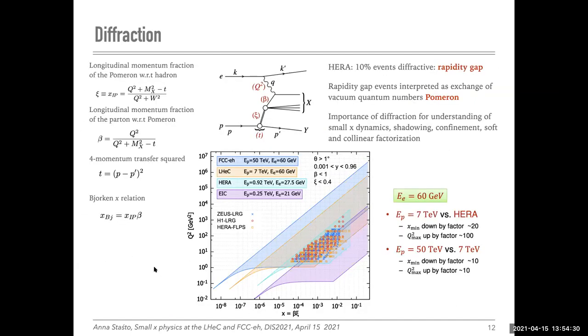Moving on to diffraction, where we saw at HERA a lot of events that were characterized by the presence of the rapidity gap. And this is interpreted as some colorless exchange. And there is a close relation between the diffraction and small x dynamics, shadowing, saturation. And so the study of diffraction is of utmost importance.